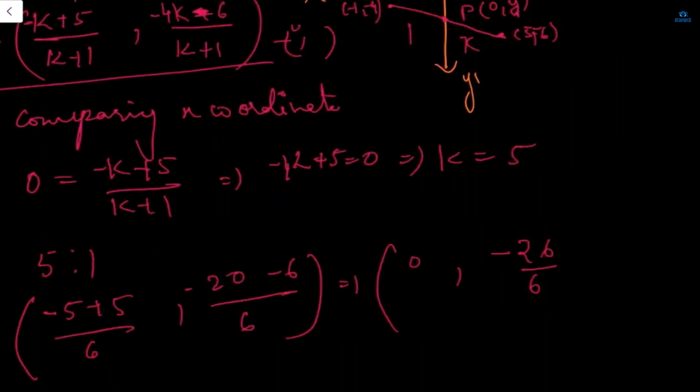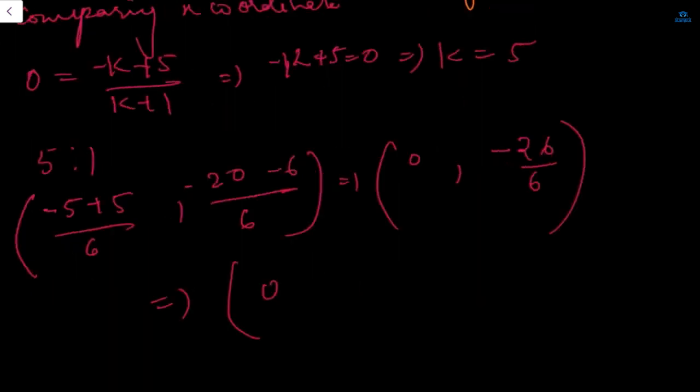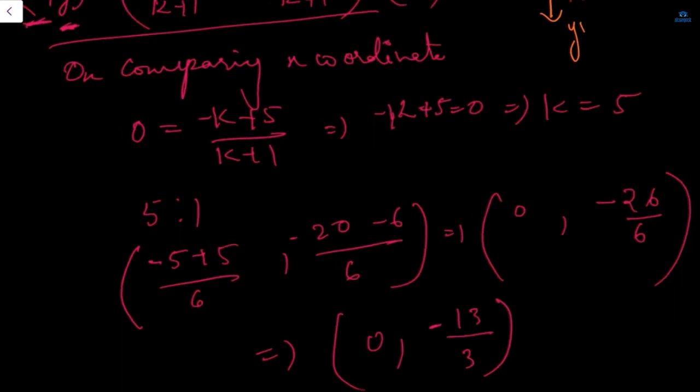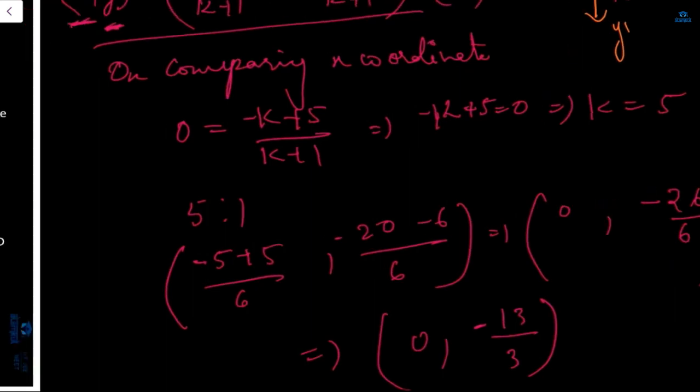Which will be 0 comma, and this will be your coordinate. Minus 9 will be there. Understood? Ma'am, do we have to put it in decimals? No, you leave it like this. You can put it in decimals also, but generally they don't put it in decimal. But this is fine too.